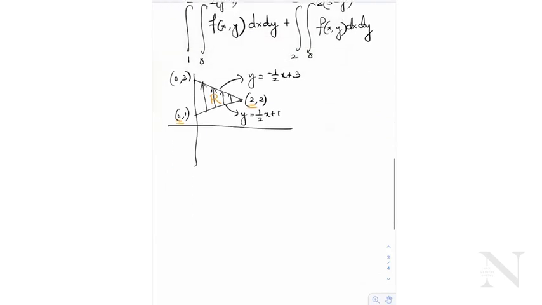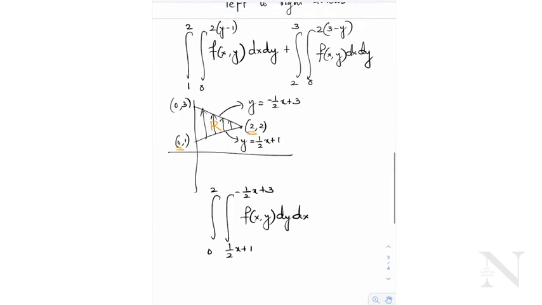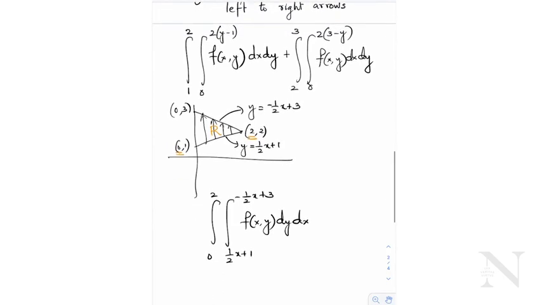So the same double integral, if you were to do y first, then x, would be from 1/2 x plus 1 to negative 1/2 x plus 3, as x goes from 0 to 2, of f of x, y dy dx. Okay. Any questions? So it's the same double integral, same region, same function, but depending on how you want to do it, it looks different because of the geometry of the region. Okay.